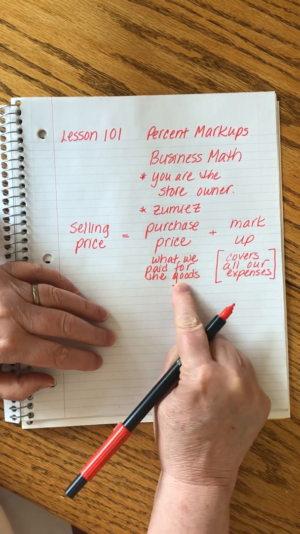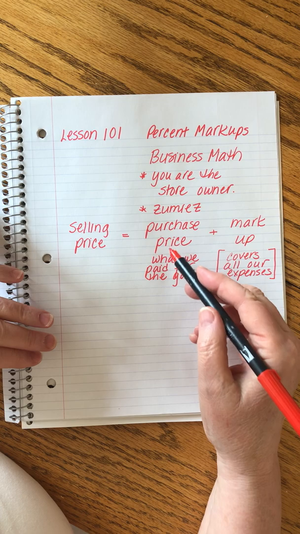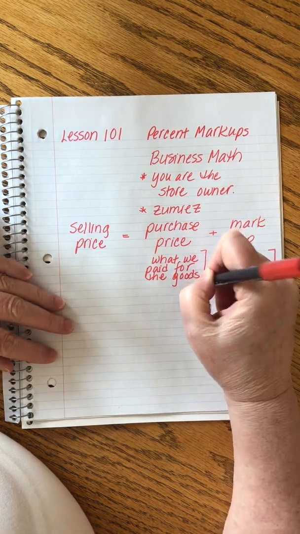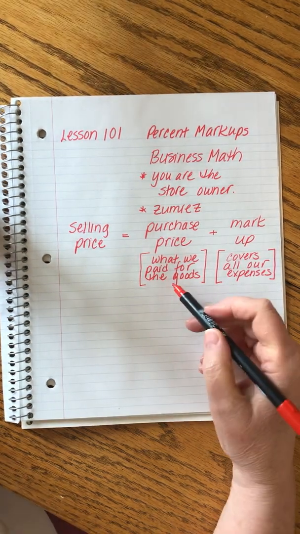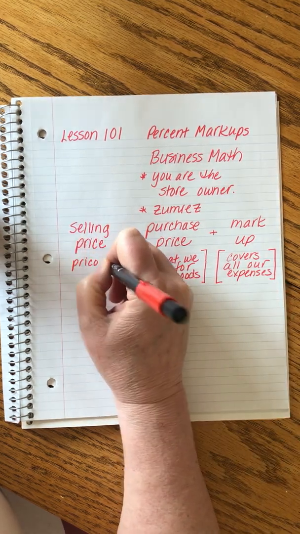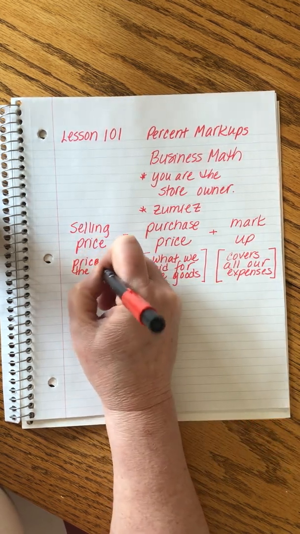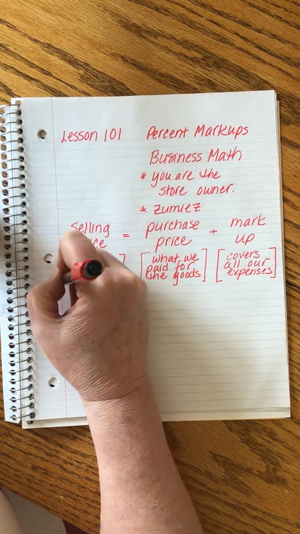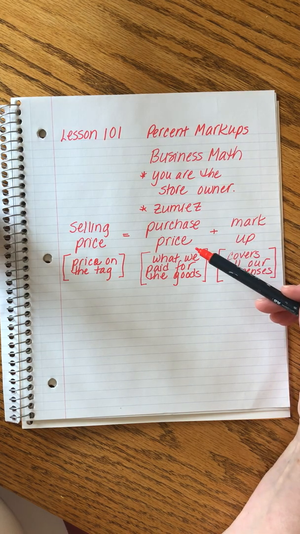In business, we use the word goods, meaning whatever it is that you're selling, right? So with Zumiez, the purchase price is what we paid for the goods, and the goods could be skateboards or snowboard bindings or cool t-shirts or anything. Goods are the things that we sell. And the selling price is the price on the tag. Right? That's what we sell it for to our customers. All right? So these three components are the fundamental numbers that a store has to look at when they're making sure that they make money.